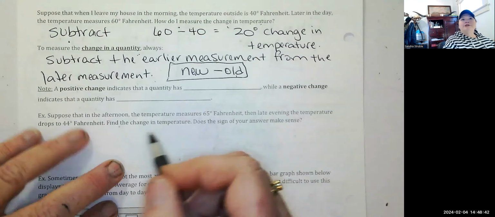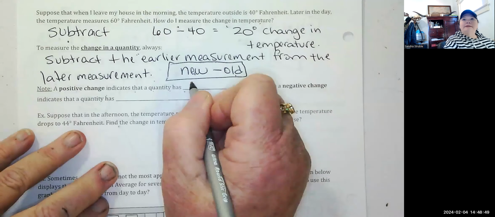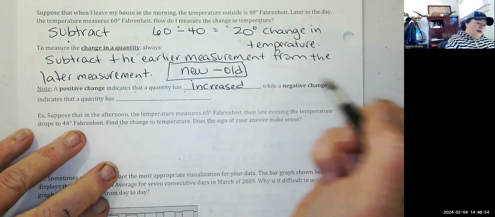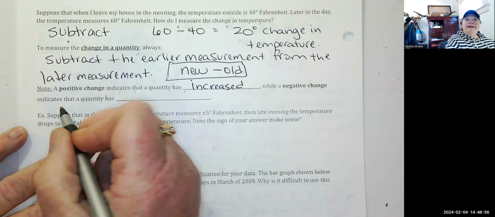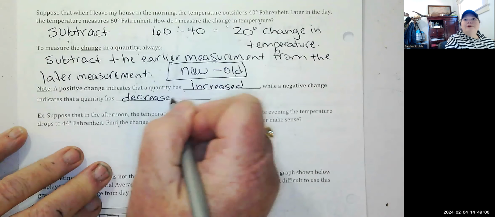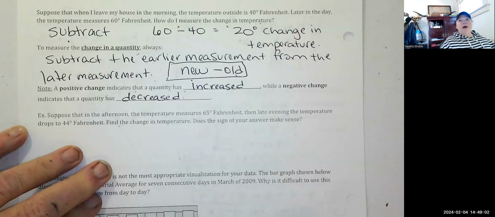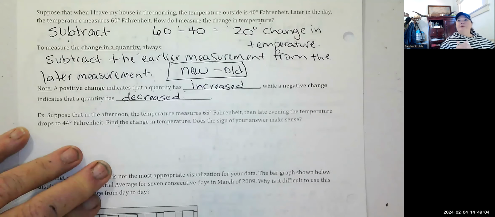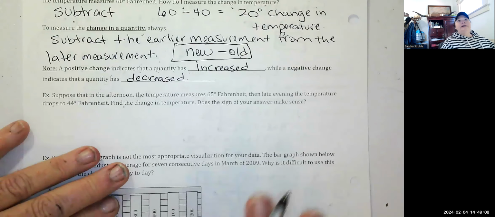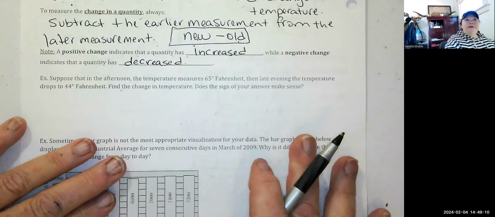and that's what I'll use whenever we're talking about changes in problem solving. Note that a positive change indicates that a quantity has increased, okay, while a negative change indicates that the quantity has decreased. And those are the words that we're going to use both in this class as well as when you come into problem solving. All right, so if it's a positive change, that means the value is increasing. If it's a negative change, that means the quantity is decreasing.